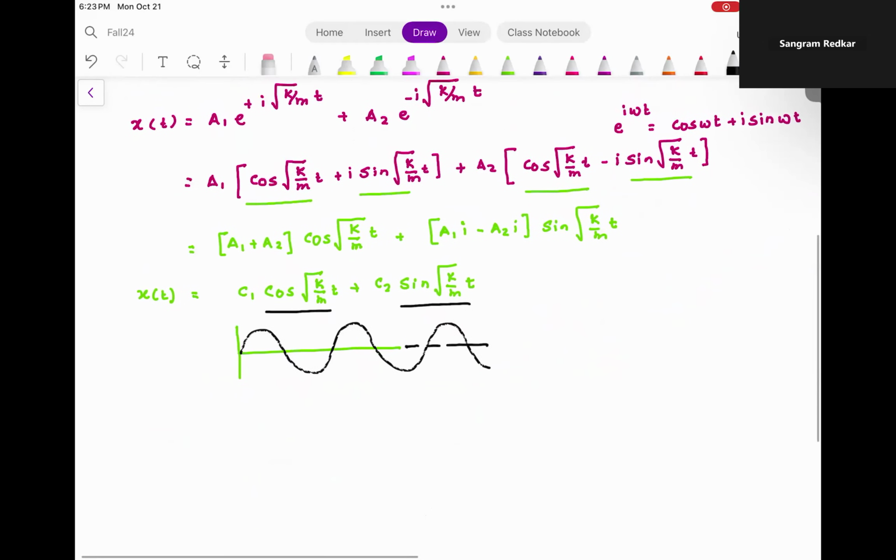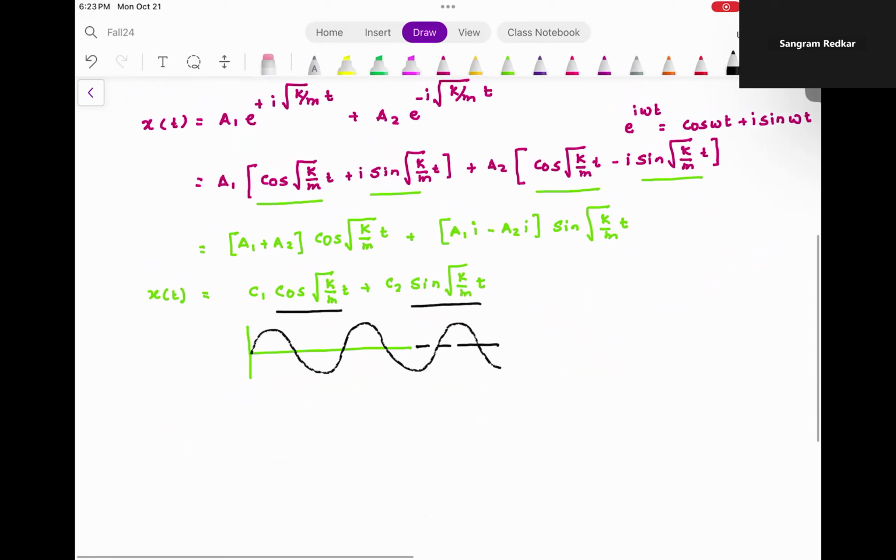Now, a slight twist. If we have a system, something like this. So now you have a mass, you have a spring, and you have a damper. The differential equation for this system is given as m x double dot plus c x dot plus k x is equal to 0.